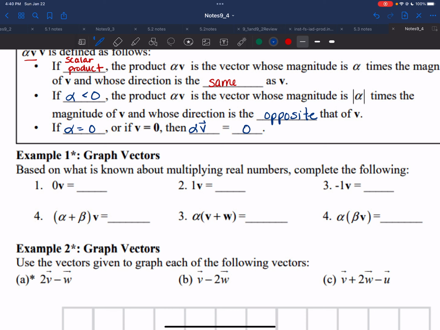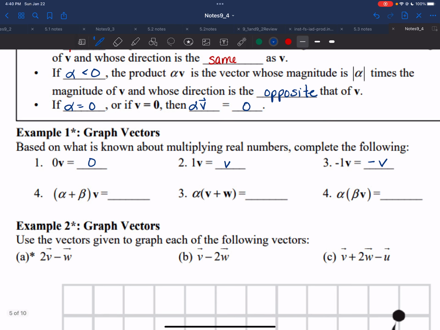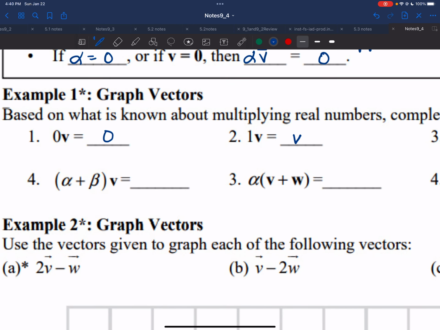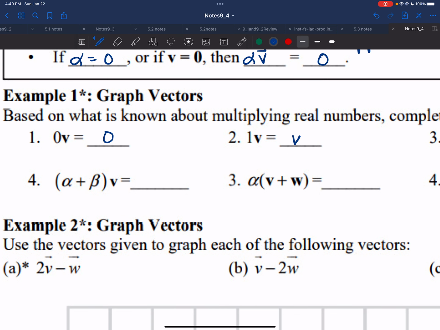Okay, welcome back. So we have 0 times v, so of course, obviously that's going to be 0. If I multiply 1 by v, I just get v, same thing, right? If I have negative 1 times v, then I'm going to end up getting a negative value of v, right? It's going to head the opposite direction. With 4, I'm going to go ahead and distribute like I normally would a real number. So I'll end up with alpha v plus beta v.